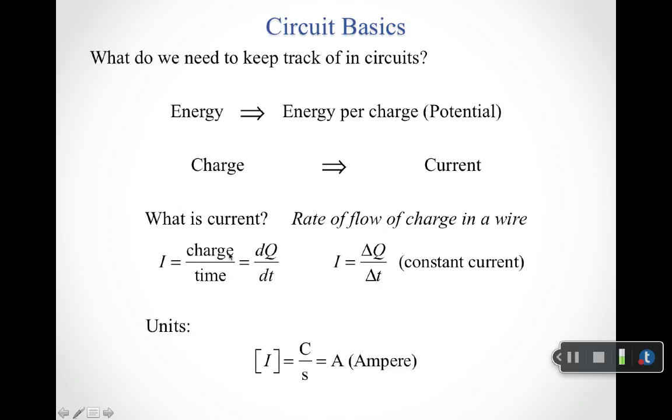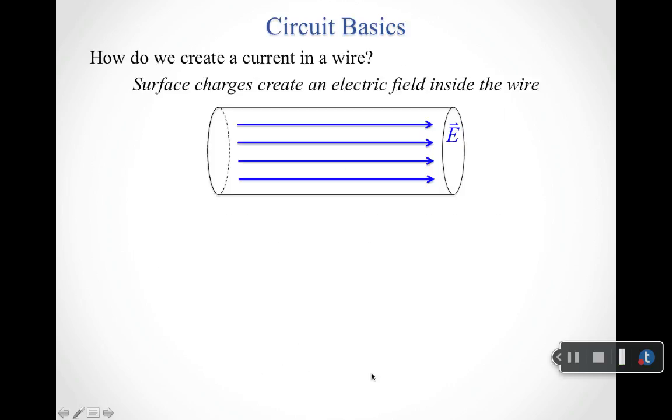In terms of units, well, units of charge are coulombs, units of time are seconds. So a coulomb per second is the unit of current, but that has its own definition. That's the ampere, and in fact, in terms of the way that the SI unit system is set up, the ampere is one of the 7 fundamental units of which all others can be built. So the ampere is the unit for current.